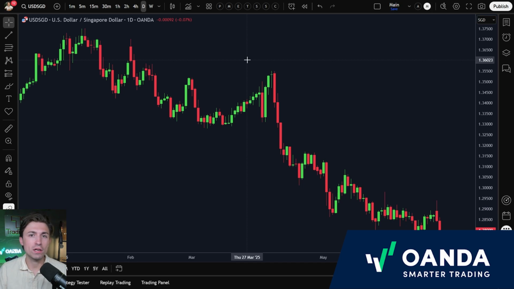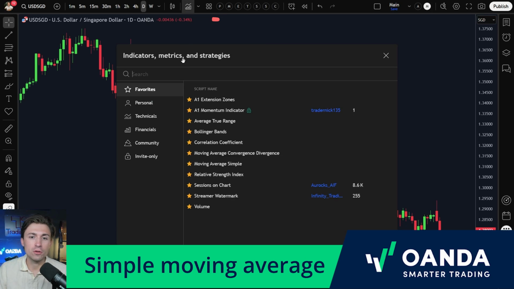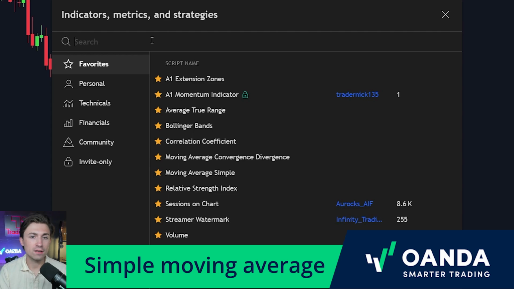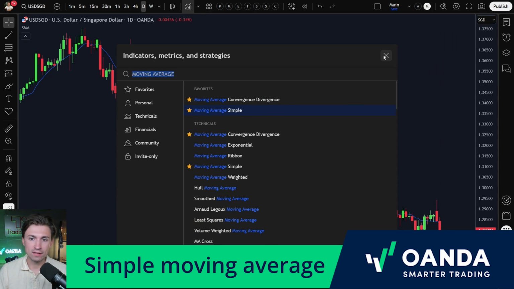One of the easiest ways I know how to spot trends is by using simple moving averages. If we head over to our indicators tab here, we can search up any indicator that we want. So let's search up moving average, and this moving average simple, we can click this. You can see I've already got it favorited for future use. And we can now exit out of this.